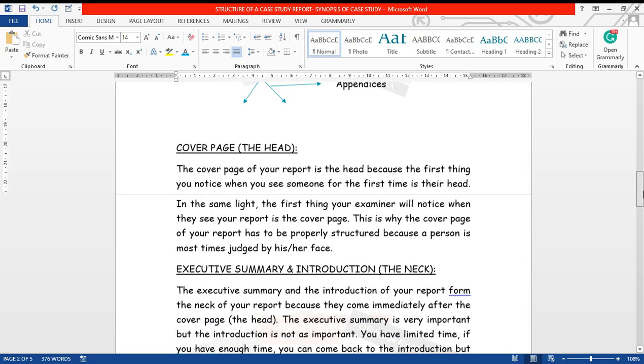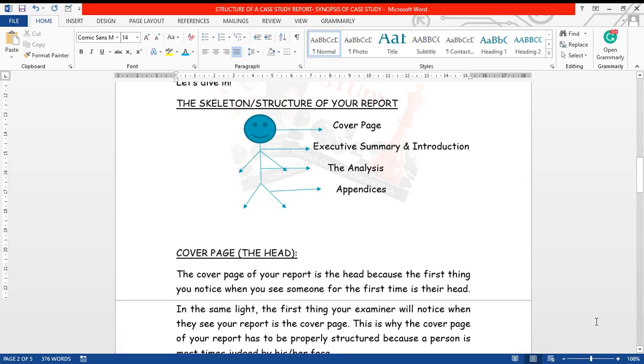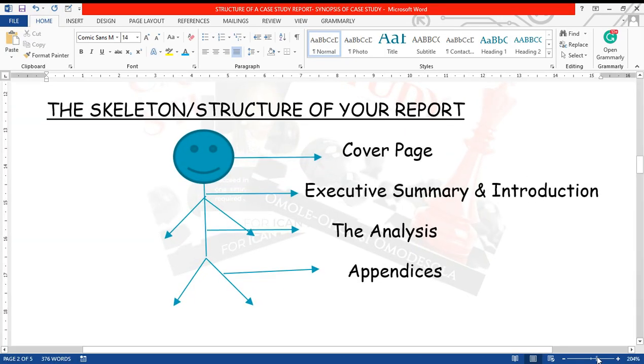Take a look at this. Let me zoom in very well. Take a look at this skeleton properly. It's going to help you when you're writing your case study report. This is the way your case study report should look. You shouldn't have the cover page on the leg and appendices on the head. No, it should be in order like this. If you want to get good grades in your case study report, if you want your case study report to be in order, you must arrange it in this way.